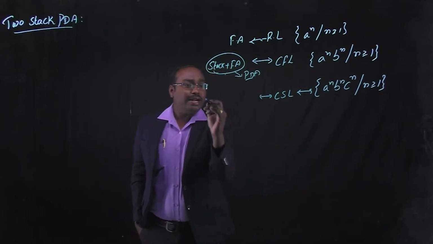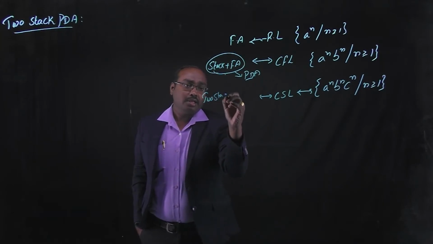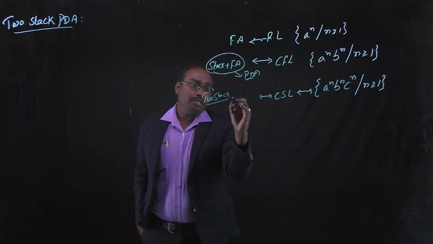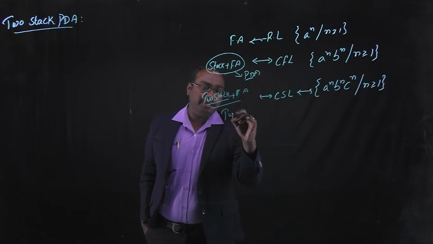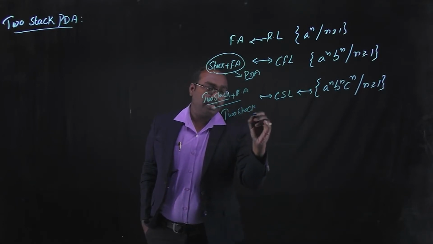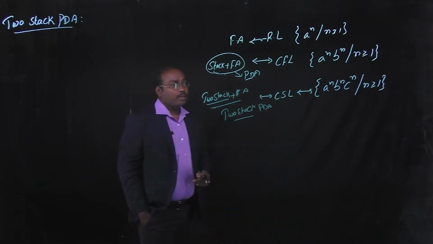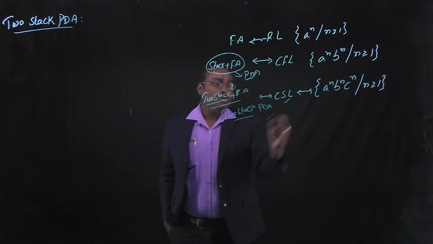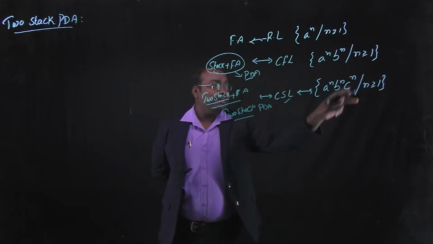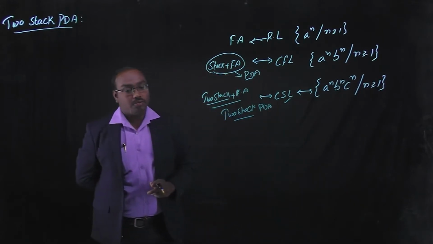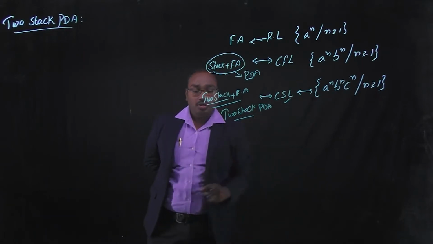So now we add one more stack, that means two stacks, to the finite automata. That is called a two-stack PDA. By adding one more stack to the PDA, the machine can handle context-sensitive languages, that is a power n, b power n, and c power n, where n is greater than or equal to 1. These types of languages can be handled by the two-stack PDA.